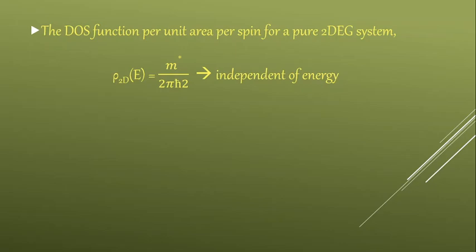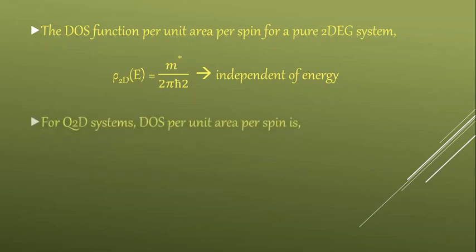Here this is representing the density of states function, and we see that on the right-hand side we do not have any term which depends on energy. So m star divided by 2 pi h cross square. There is no term relating to energy, that's why we say that for a two-dimensional system the density of states is constant and independent of energy.